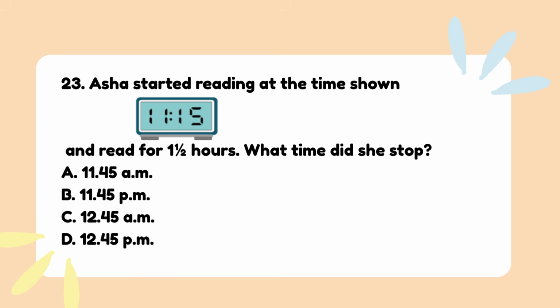23. Asha started reading at the time shown, 10:15 a.m., and read for 1.5 hours. What time did she stop? A. 11:45 a.m. B. 11:45 p.m. C. 12:45 a.m. D. 12:45 p.m.